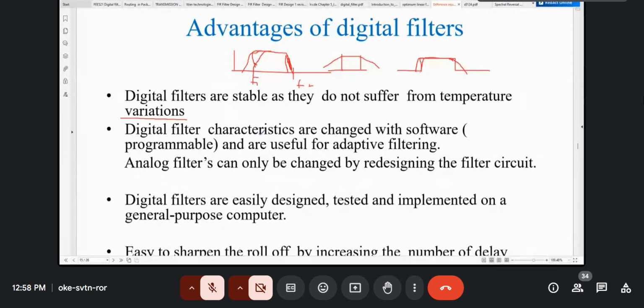Digital filter characteristics can be changed with software. I think this is one of the most important factors. They are programmable and therefore are used in adaptive filtering. But with an analog filter, to change the cutoff, you either need to change the resistor, or you have a variable resistor, or a variable inductor, or variable capacitor. Indeed, like what we do in a radio tuner, the old radio tuners used to have variable capacitors. So you have some big capacitors. When you are tuning, actually what you're changing is the value of the capacitors. With digital filters, this is done by software.